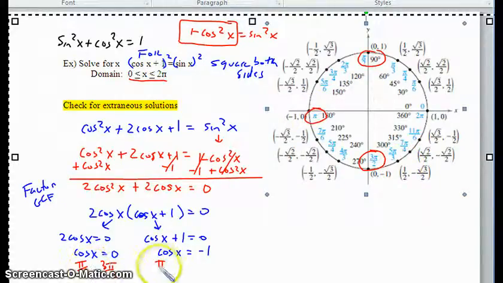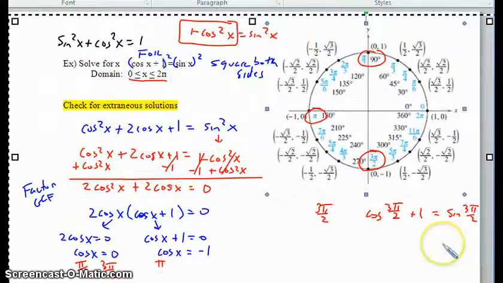I'm not sure if these answers work, so I'm going to want to take the time to test them. Let's go ahead and test the cosine of 3 pi over 2. So cosine of 3 pi over 2 plus 1 equals the sine of 3 pi over 2. I'm not going to use my calculator for this one because I'm going to end up with some errors in my calculator. If I just use the unit circle, the cosine of 3 pi over 2 is 0. So 0 plus 1 would give me a 1 over here. The sine of 3 pi over 2 is -1. So right away I can see that 1 does not equal -1, so this one does not work out.